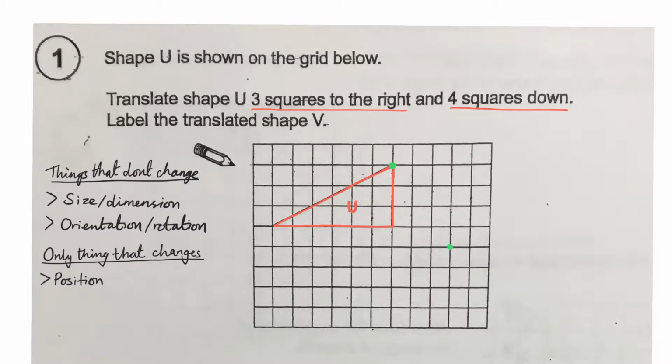And then pick another vertex. So if we pick this one here, once again, 3 squares to the right, 1, 2, 3, and then 4 down, 1, 2, 3, 4. So it will come here.